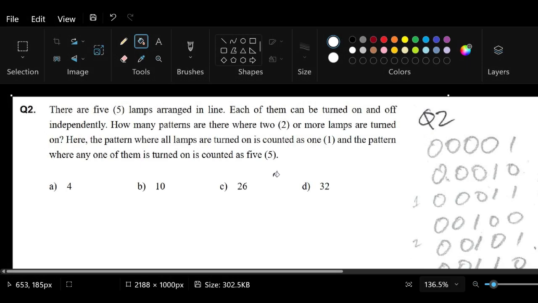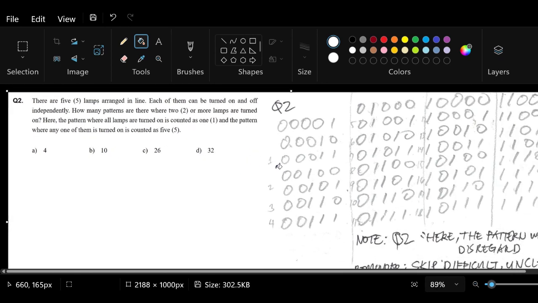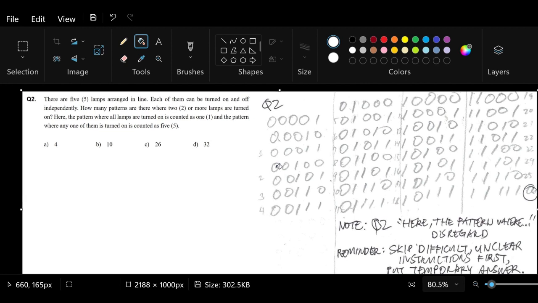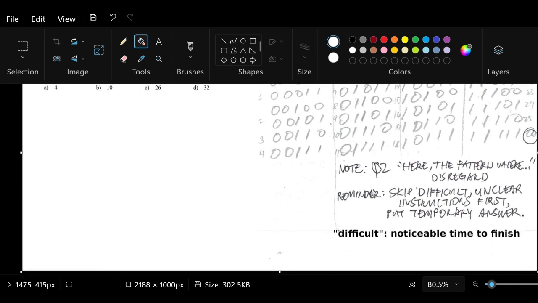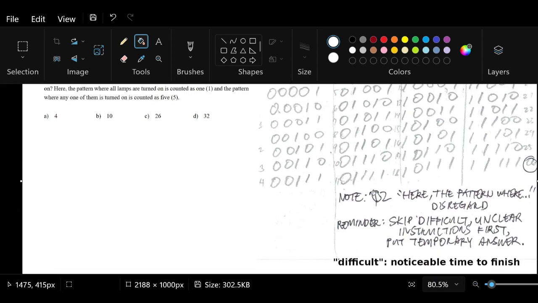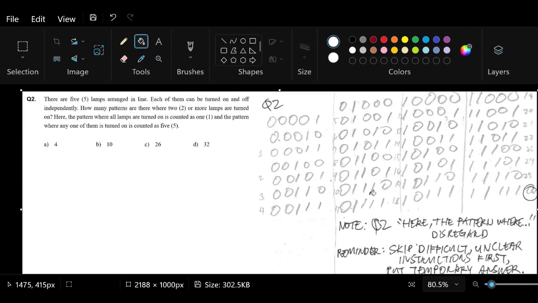And the way I solved this was to pretty much write all the possibilities. Actually, I know that if we added more than 5 lamps, it would look like it would take you a much longer time. Actually, I put here a note saying this is a difficult problem because you need to use a lot of your time to arrive at the solution.